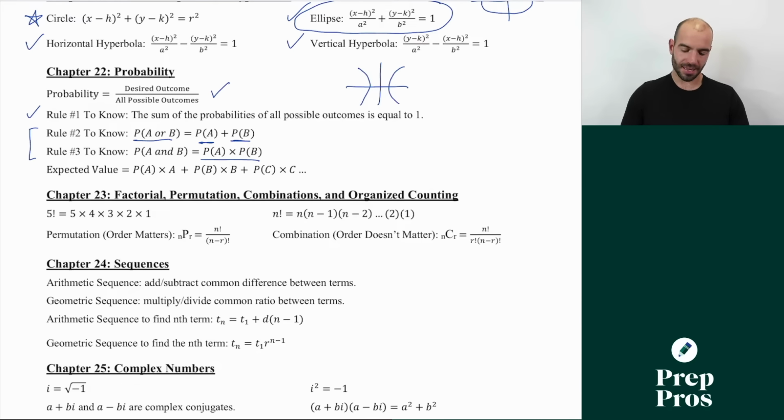Another one that's good to know is the expected value. Again, a little bit more advanced, but if you're really aiming for a higher score, make sure you know how that one works as well.